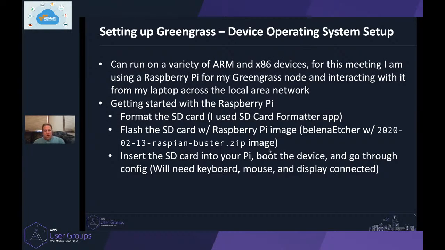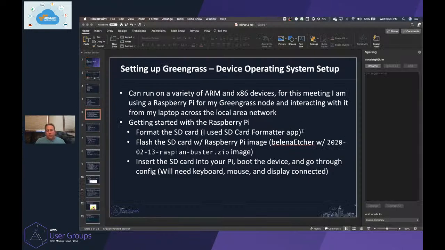And so I'll go ahead and jump out of the full screen mode here as I'm going to be jumping back and forth between windows pretty frequently here. So first of all, we'll get into the device setup. Firstly, and I won't go into this explicitly as I've done this ahead of time, Greengrass can run on a variety of platforms, ARM, x86, for example. For this, I'm using Raspberry Pi for my Greengrass node, and I'll just be interacting with it from my laptop across the local area network.